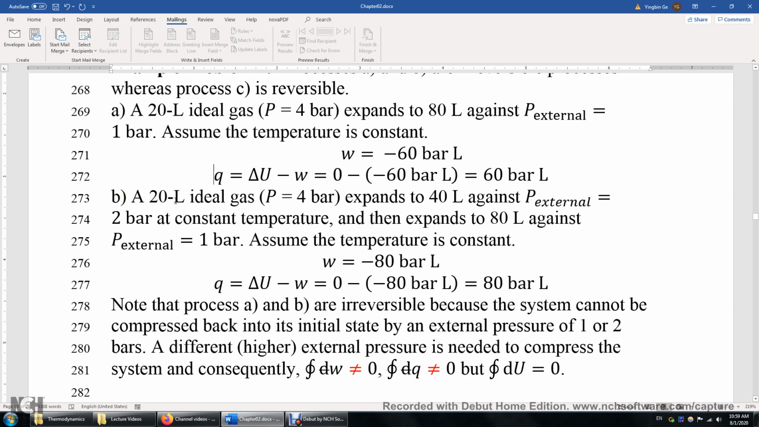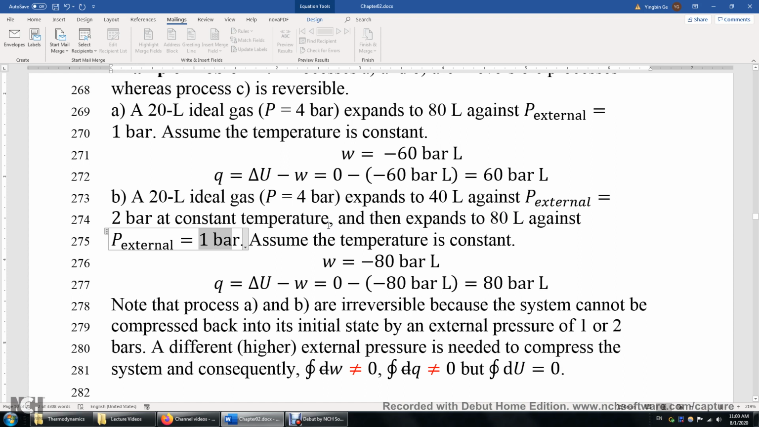B, the same gas expands again all the way to 80 liters and 1 bar. But this is done in 2 steps. First step, 20 liters of ideal gas expands to 40 liters against 2 bar external pressure. And then we change the external pressure to 1 bar to allow the system to further expand to 80 liters. How do we compute the amount of work?